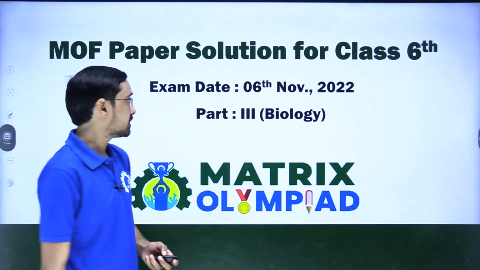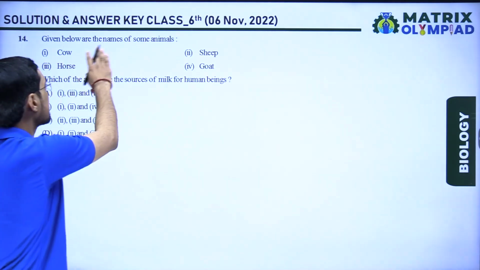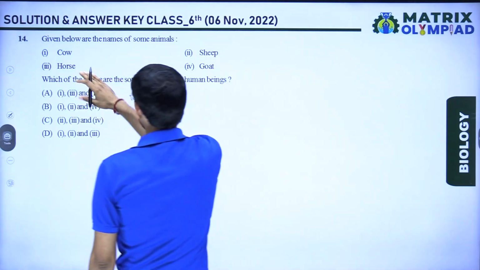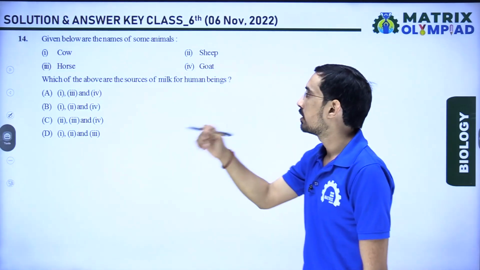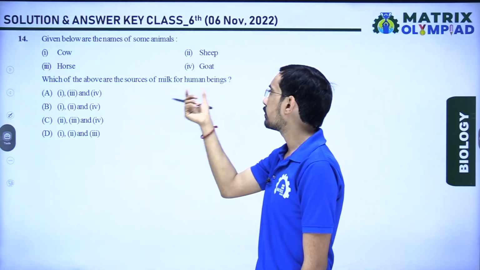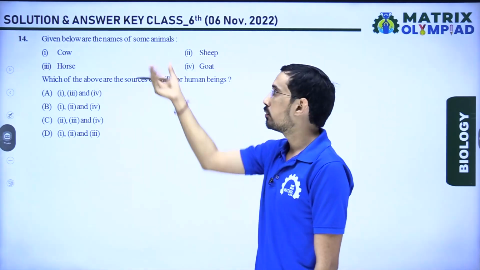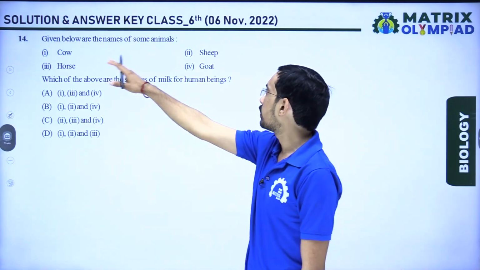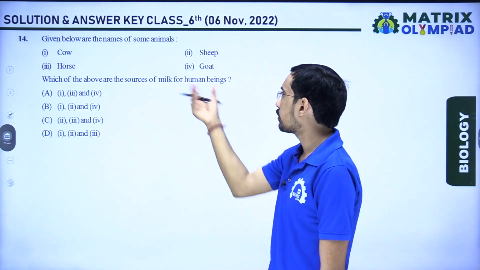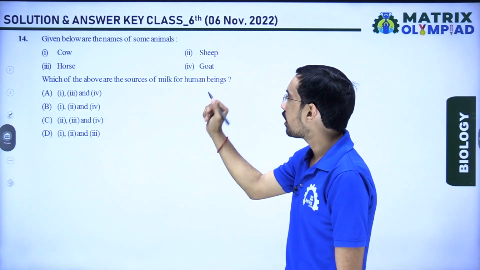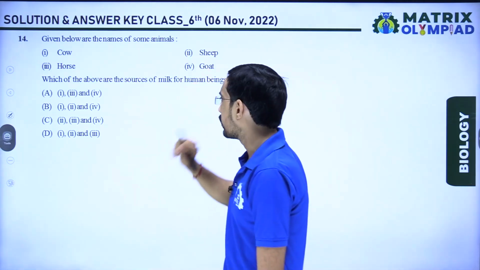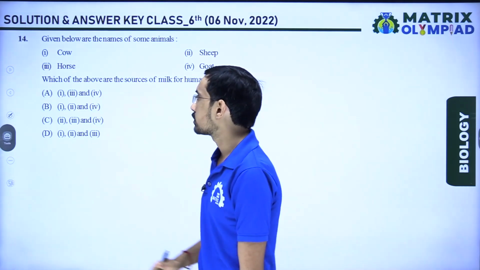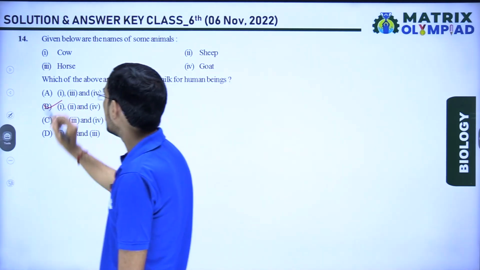Our first question is, given below are the names of some animals. First is cow, second is sheep, third is horse and last one is goat. Which of the above are the source of milk for human beings? We have to find out which ones provide milk to humans. As we all know, cow, sheep and goat are the sources of milk for human beings. Now move to the options. First, second and fourth are given in option B. So our correct answer will be option B.